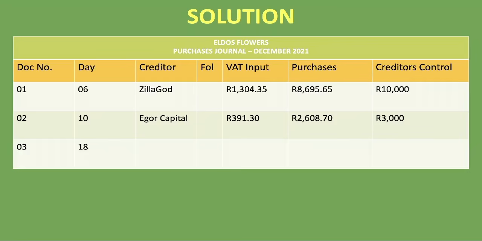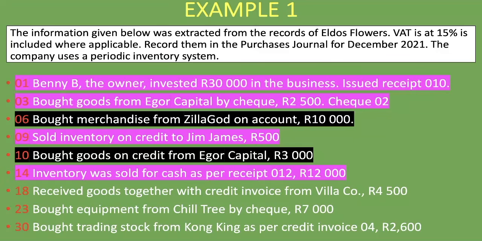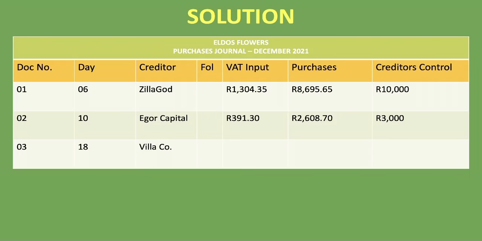So go ahead and do that. 03 as the document number, and it's day 18. And what is the name of the creditor? Well, let's go back, and you can see here it's Villacor. And the amount there is 4,500 rand that we'll put under the creditors control column. So we'll put Villacor as the creditor, and under the creditors control column, it's 4,500 rand.